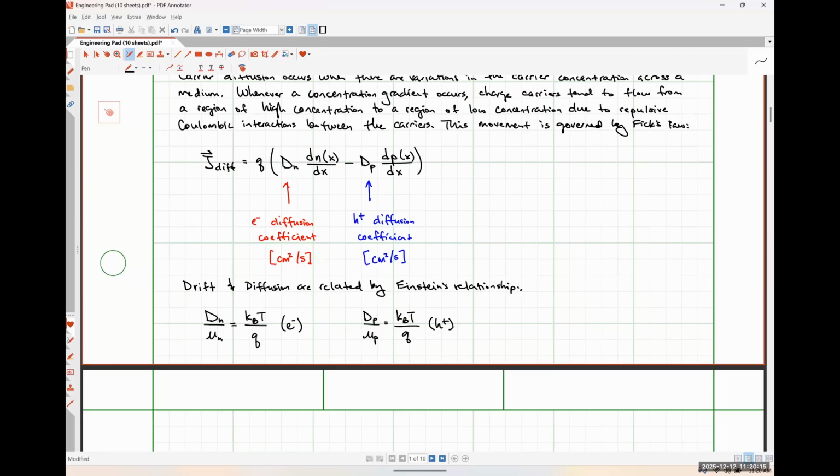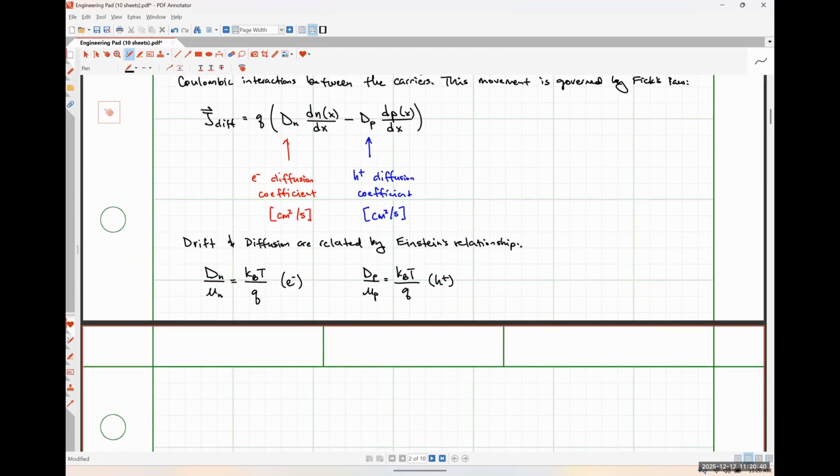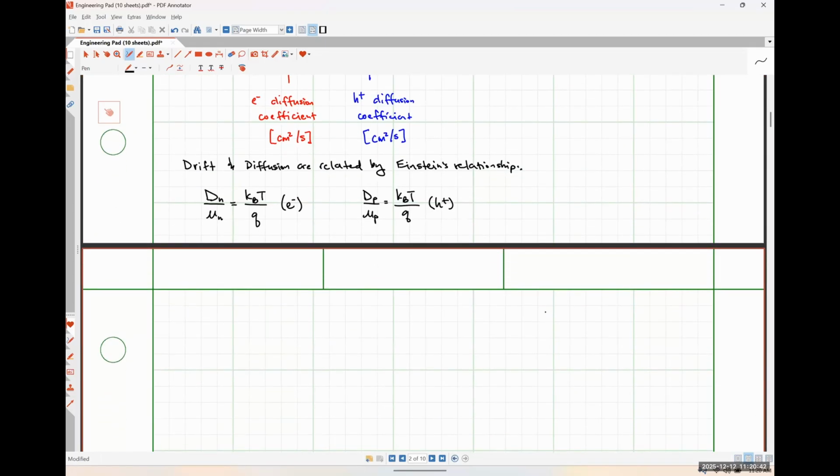for holes as well. So if you only know the mobility, but you know temperature, you can figure out what the diffusion coefficient is, and vice versa. If you only know the diffusion coefficient and you know temperature, you can figure out what mobility is going to be. All right, so this is the end of the electrical review. And so now I would like to start talking about noise in MEMS systems.